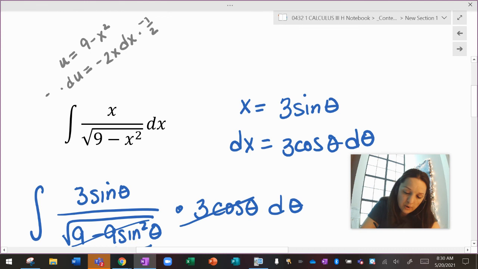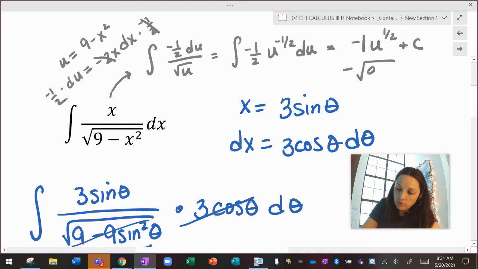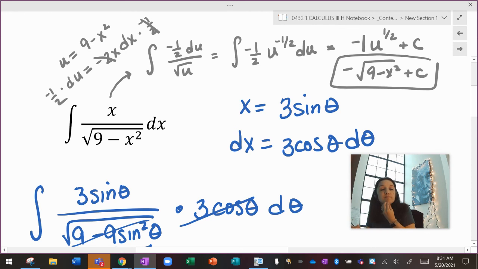I'm going to multiply by negative 1/2 here. So then this would evolve into the integral of negative 1/2 du over the square root of u, which is really negative 1/2 u to the negative 1/2, which is really add 1 to the power, divide by the new power, which is negative square root 9 minus x squared plus c, which is exactly what we've got. So this was a good example of where trig substitution works and u substitution works. So you can pick whichever you think is going to be easier.